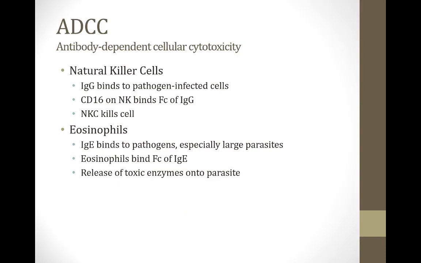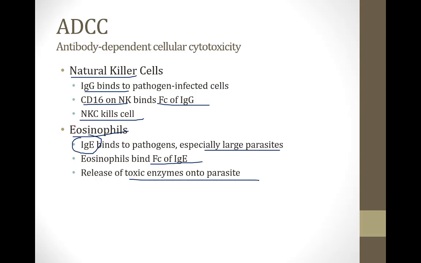The two classic examples of antibody-dependent cellular cytotoxicity are natural killer cells and eosinophils. In the case of natural killer cells, like I showed you before, IgG binds to pathogen-infected cells. The CD16 molecules on the natural killer cells bind to the Fc portion of IgG, and then the natural killer cell kills the pathogen. In eosinophils, the important antibody is IgE. It binds to pathogens, especially large parasites, and then eosinophils bind the Fc portion of the IgE antibody. Then they release toxic enzymes onto the parasite.